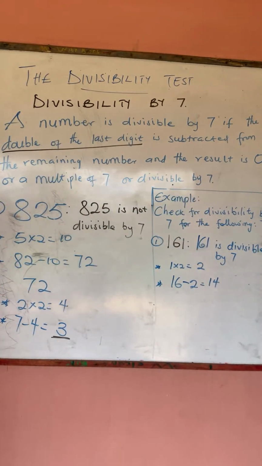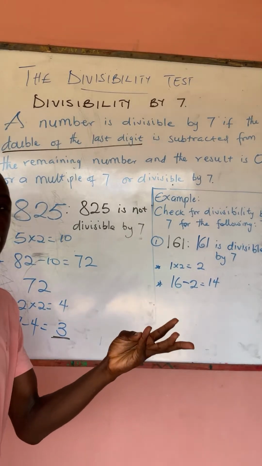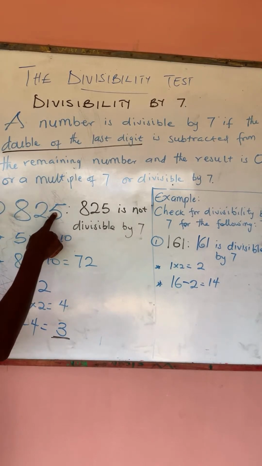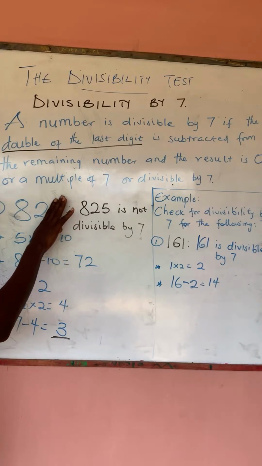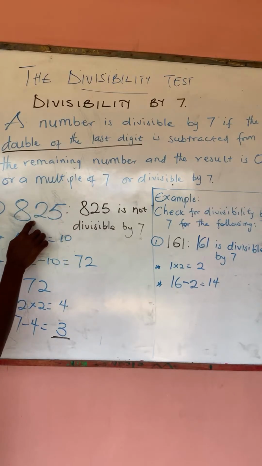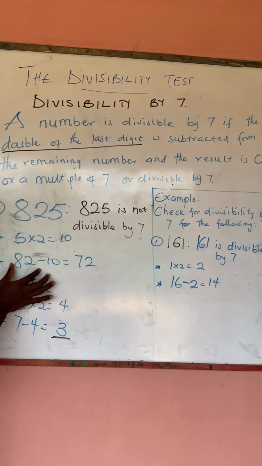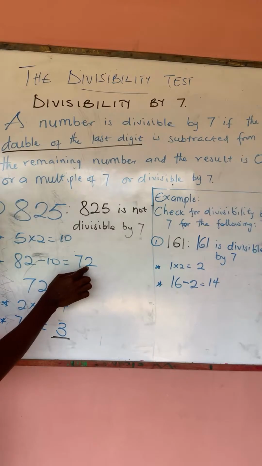You have to understand it. Then we looked at our second example, the number 825. First of all, we have to double the last digit. The last digit here is 5, so doubling 5 gives us 10. Taking the last digit away, the number remaining is 82. We subtract our answer from 82, so we get 82 minus 10, which is equal to 72.